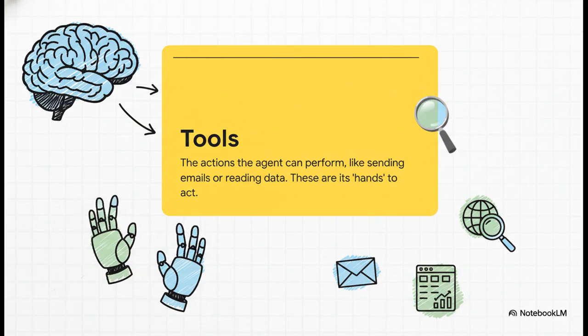And finally, a brain is pretty useless without hands, right? That's where tools come in. The agent can think and plan all day long, but tools are what let it actually do stuff in the real world. You give it access to your Gmail, to Google Sheets, to a web browser, and the agent's brain can then decide, okay, I need to use the email tool now to solve this.